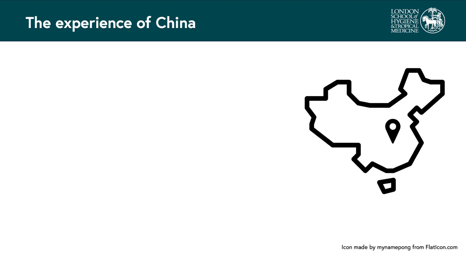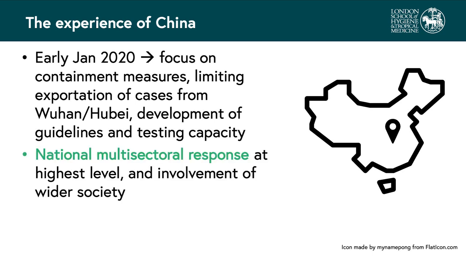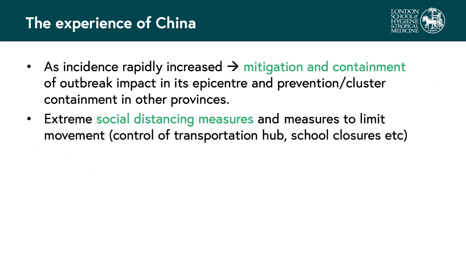Now let's look at what we just described in the context of China's experience. Early in January 2020, with the city of Wuhan as the epicenter of the outbreak, focus was on containment measures. At that time, China rapidly set up a national multi-sectoral response coordinated at the highest level. As cases rapidly increased, efforts on containing and mitigating the outbreak were done through extraordinary response measures, including extreme social distancing measures such as quarantining cities and cluster containment in other provinces. National measures were put in place to limit population movement, such as controlling of transportation hubs and school closures.